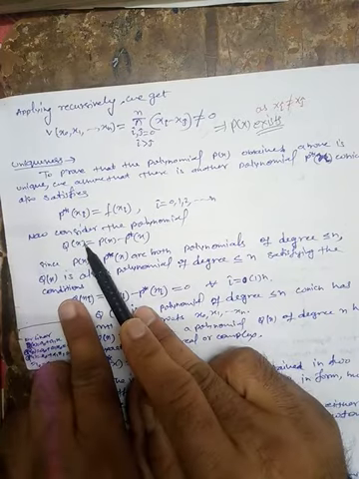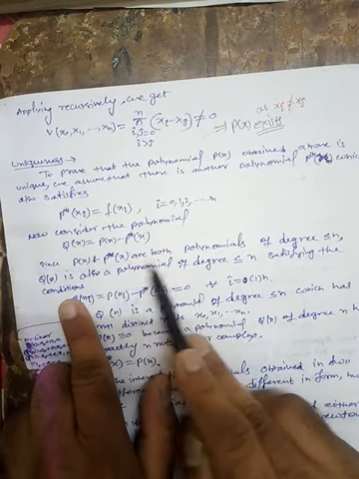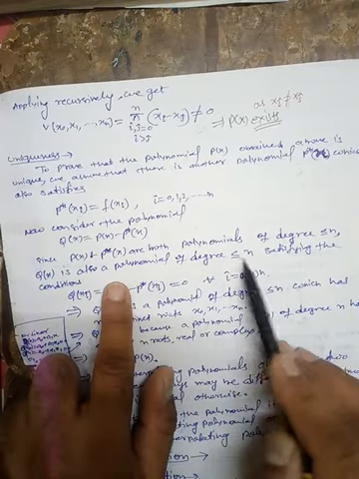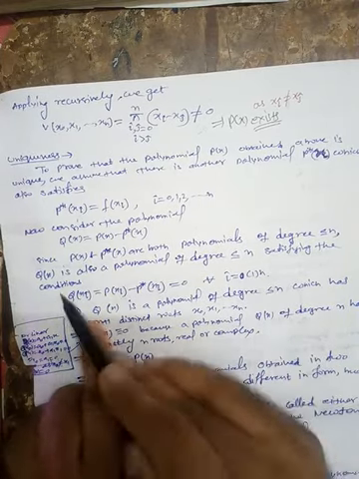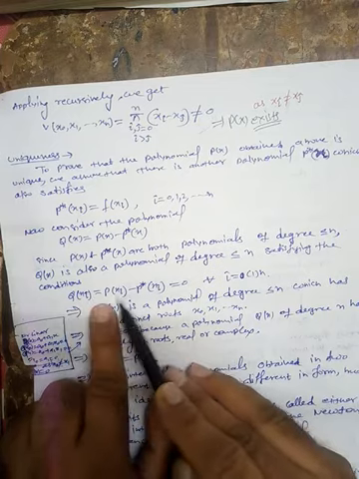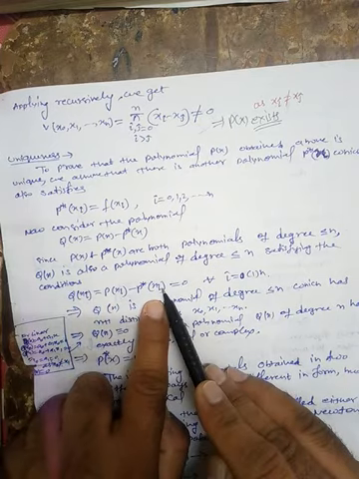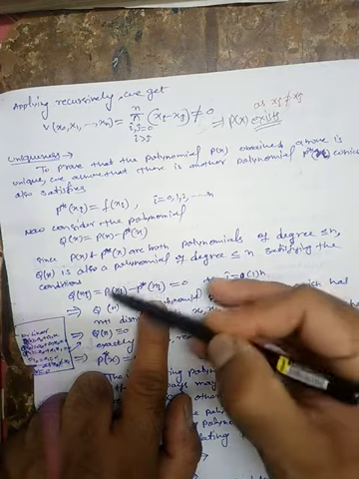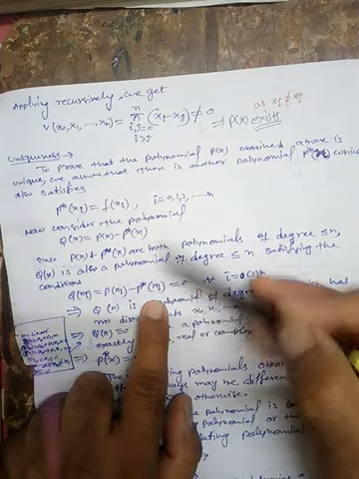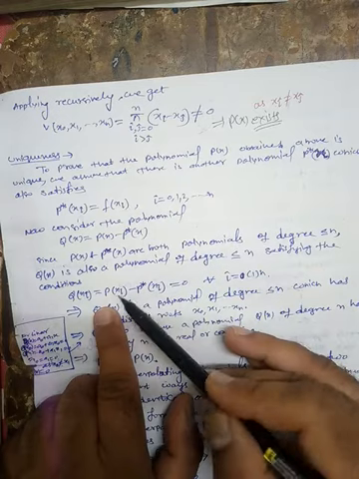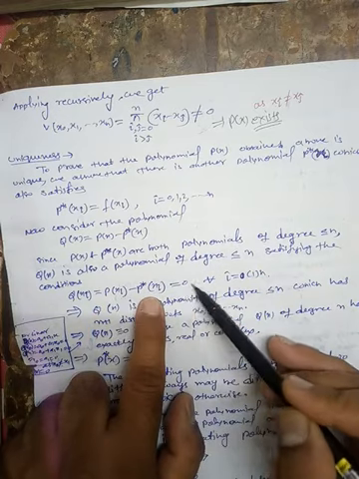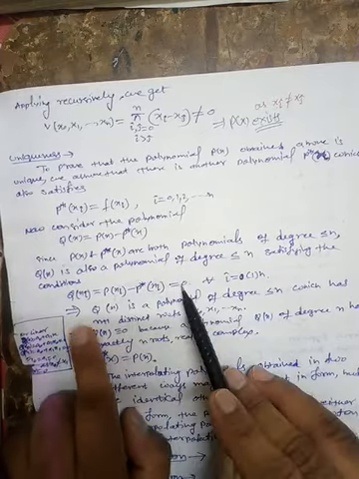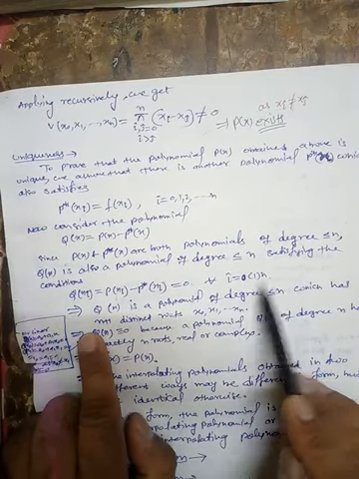So since P(x) and P star(x) are both polynomials of degree less than or equal to n, hence Q(x) is also a polynomial of degree less than or equal to n, satisfying the condition Q at xi is equal to P at xi minus P star at xi. But since P(xi) is nothing but f of xi, and P star(xi) is also f of xi, their difference will be f of xi minus f of xi, that means 0. So Q(xi) is 0 for all i from 0, 1 up to n.